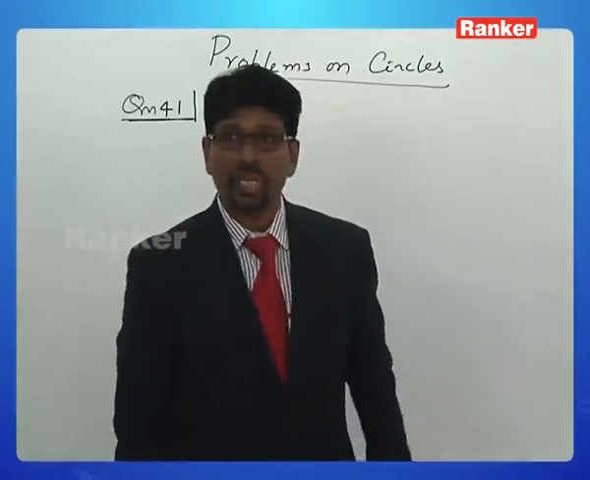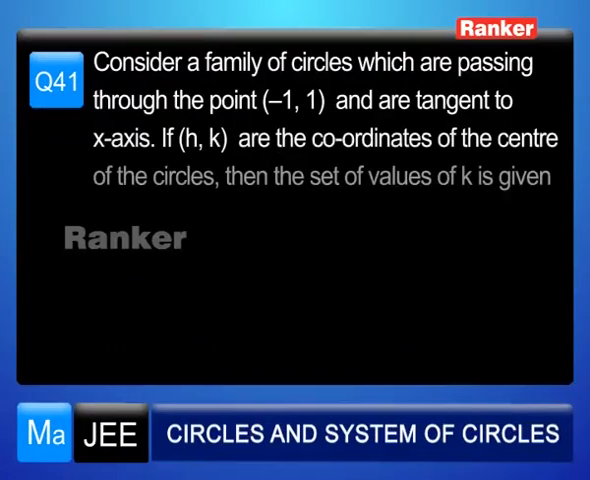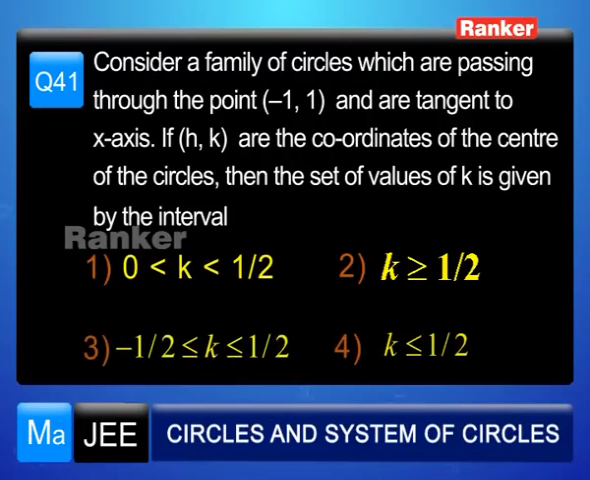Okay, let's move to the next question. Question number 41. Consider a family of circles which are passing through the fixed point (-1, 1) and are tangent to the x-axis. That means they must be touching the x-axis. If h comma k are the coordinates of the center of the circles, then the set of values of k is the given interval. First option: k lies between 0 to half. Second: k greater than or equal to half. Third: k lies between minus half to half. Fourth: k is less than or equal to 1 by 2.